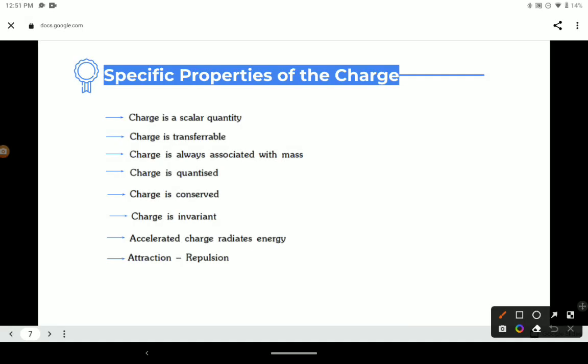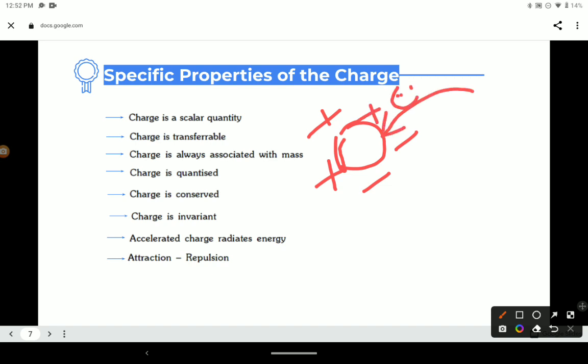So what's now? Charge is always associated with mass. I'm giving an example. See, let's have some body. It is having some charge. If we add an electron to this charged body, will the mass increase? You can think of why. The answer is pretty much yes, because when an electron is added, charge increases along with increasing mass. So charge is always associated with mass. That is the third point.